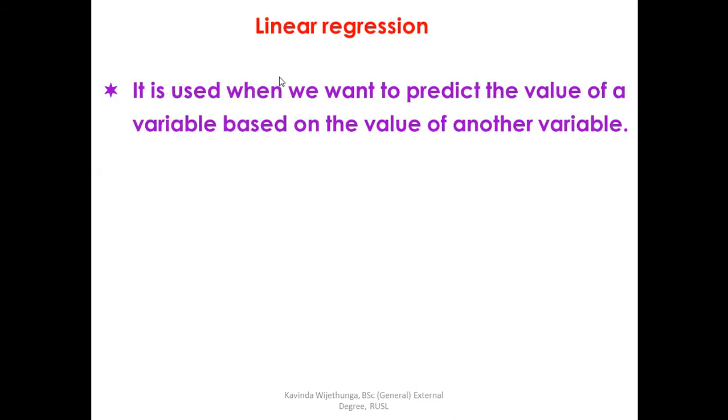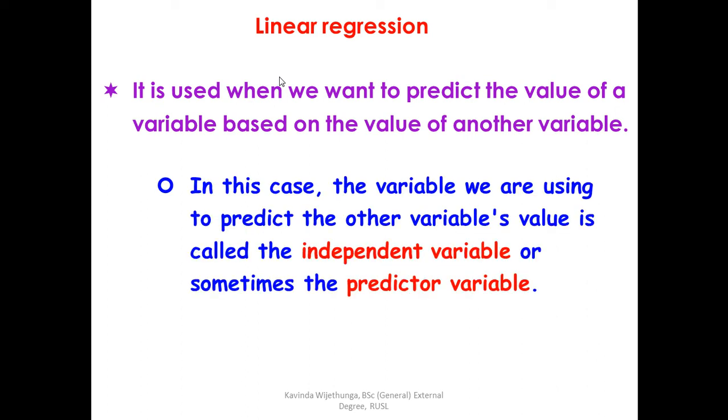Linear regression is used when we want to predict the value of a variable based on the value of another variable. In this case, the variable we are using to predict the variable's value is called the independent variable, sometimes the predictor variable. You know that. So when we think about graphs, there are two variables: one is the independent variable and the other one is the dependent variable. In linear regression, that is the same.